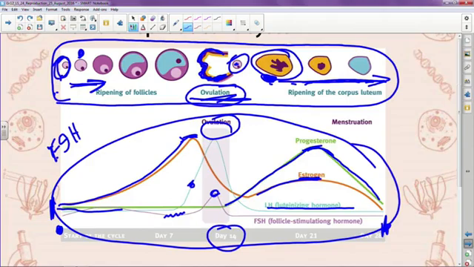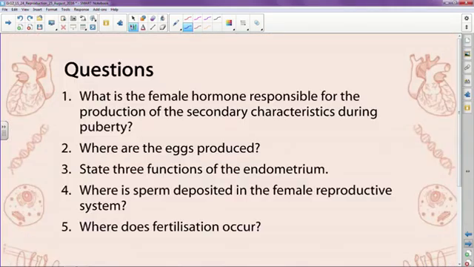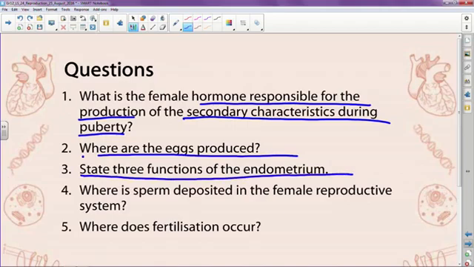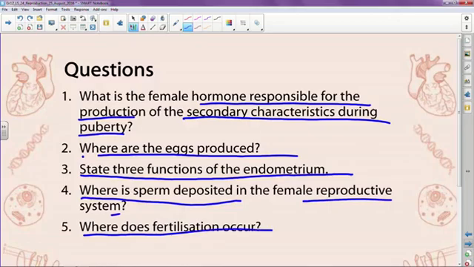Okay, now, here's a question for you quickly. I'm going to give you quick questions. What is the female hormone responsible for the production of secondary characteristics during puberty? Where are the eggs produced? What are 3 functions of the endometrium? Where is the sperm deposited in the female's reproductive system? And lastly, where does fertilization occur? I'm going to give you a quick 2 minutes for that. Are you ready? Off you go.